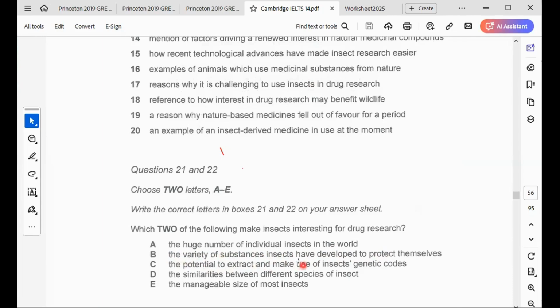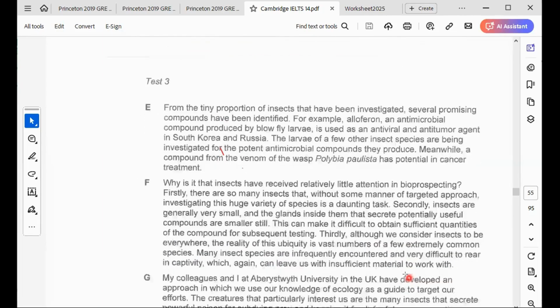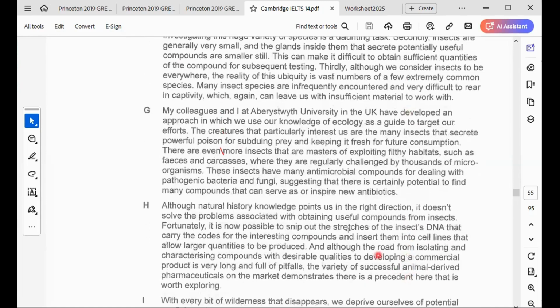The potential to extract and make use of insects' genetic code. That genetic code issue is the place where I saw snip out. Fortunately, it is now possible to snip out stretches of insect DNA that carry the codes for the interesting compounds and insert them into cell lines.